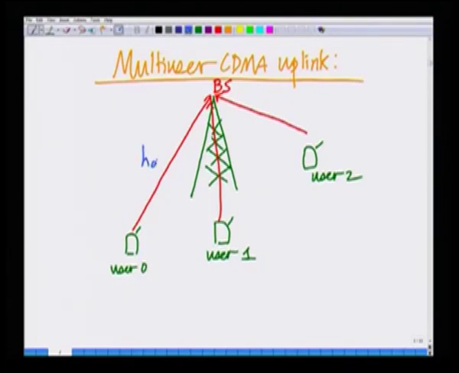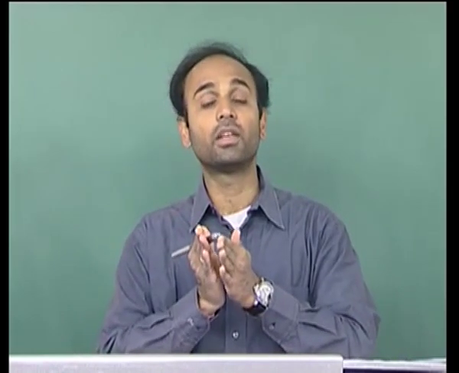So, user 0 signal propagates through channel H0. This is a multi-tap wireless channel. User 1 signal propagates through a multipath channel H1, user 2's signal propagates through a multipath channel H2. So, each user's signal propagates through his own multipath channel to reach the base station, and what the base station sees is the sum of all these received signals.